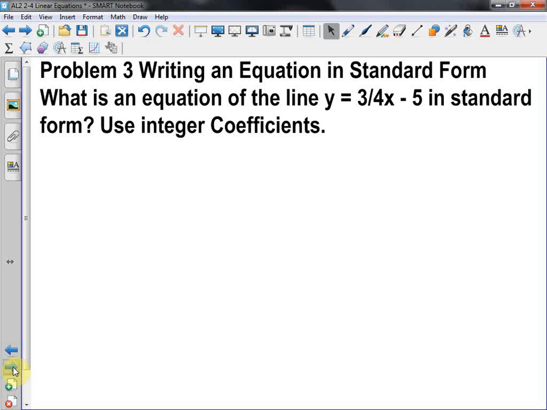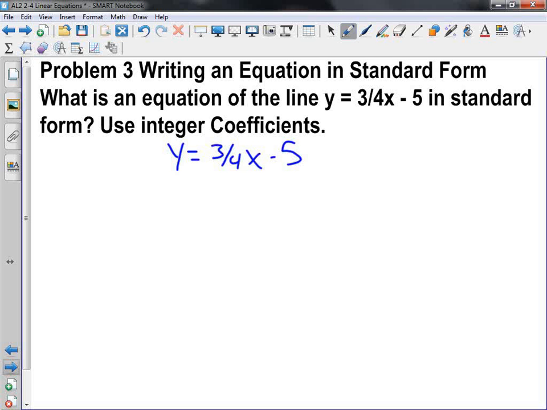Okay, here, that's what we're going to do. So here we have an equation of a line, y equals 3/4 x minus 5. What form is it in right now? Slope-intercept form. What form do we want to get it in? There we go. So what we have right now is that. What I want to get this in is where we have x and y's together, right? And then the numbers on the other side.